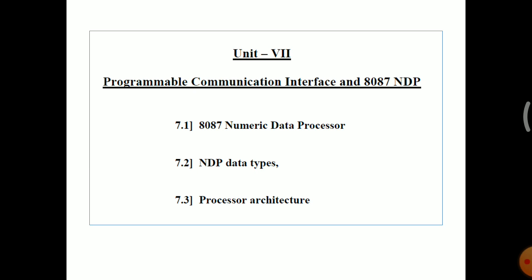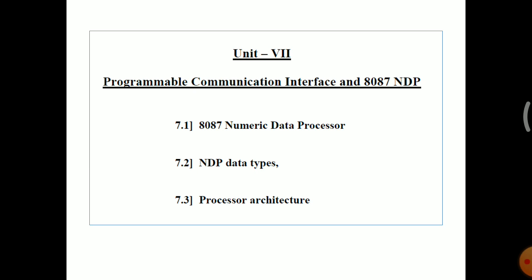Hello, good morning. Today we are going to discuss unit number 7, Programmable Communication Interface and 8087 NDP, that is Numeric Data Processor. Three points we have to discuss in this chapter. First bit is 8087 Numeric Data Processor. Second bit is NDP data types. And third bit is processor architecture.